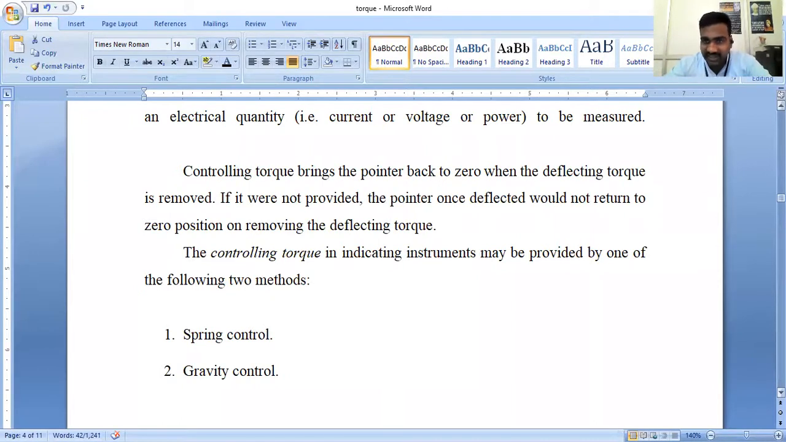In a second case, the power is abruptly switched off. There is a power shutdown. What has to happen whenever the power is off? The needle has to be brought back to the initial position. So these two conditions have to be controlled with respect to the controlling torque.